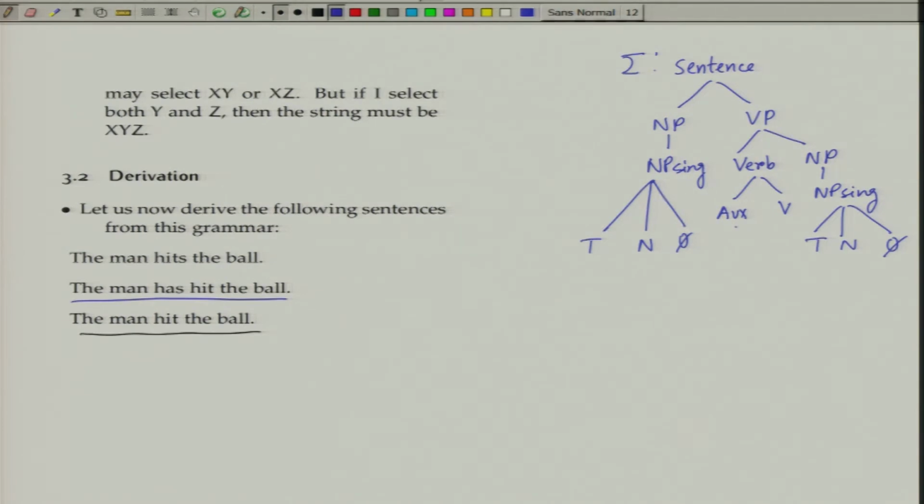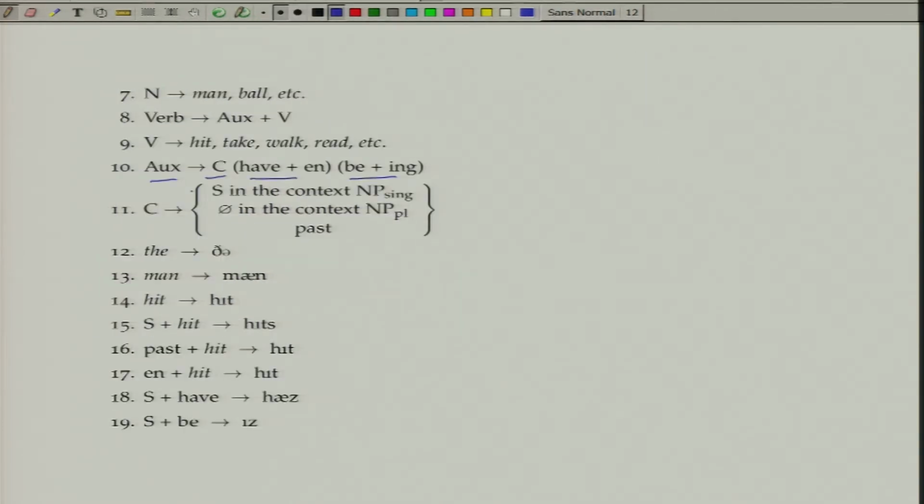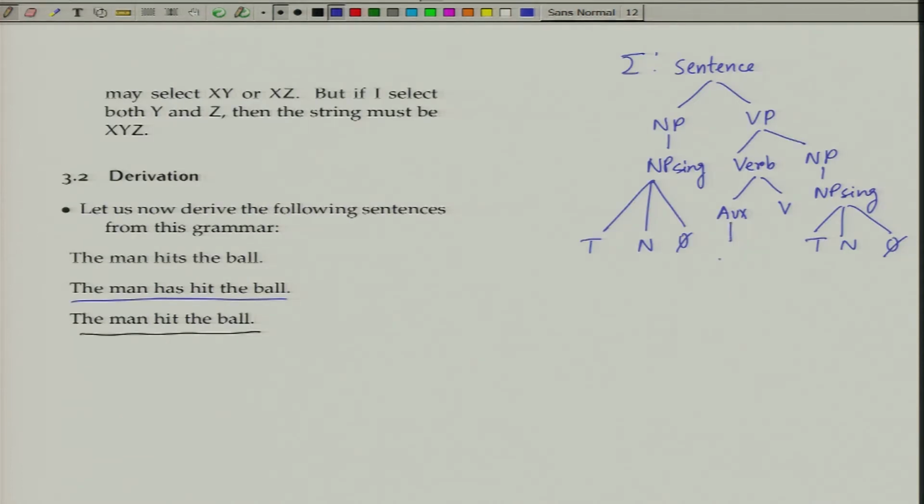And in this case, we see that with this rule, we are choosing two different things. We are taking C as well as have plus en. That makes it C have en, and V goes to hit.